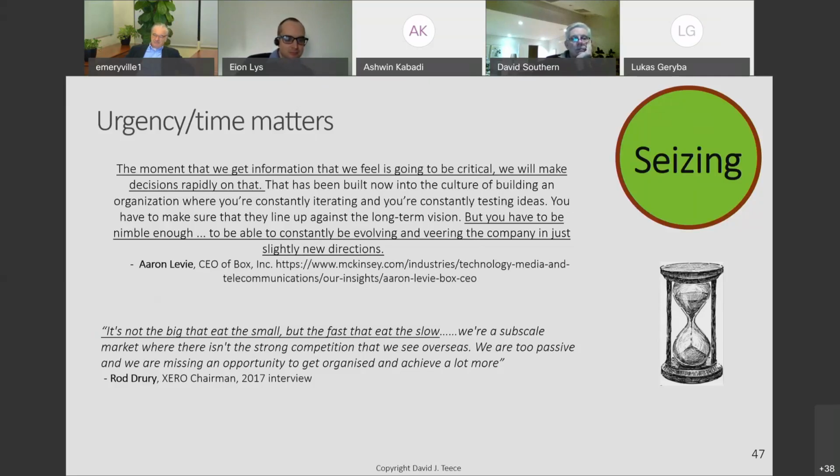Having said that, you don't always have to be the first mover, but you've got to be able to move quickly when the time is right. So don't think of this as, you have to be the first mover. No, you've got to get the timing right. It's as dangerous to be too fast as it is to be too slow. So time matters, urgency matters, particularly in large organizations, simply because they're slow.